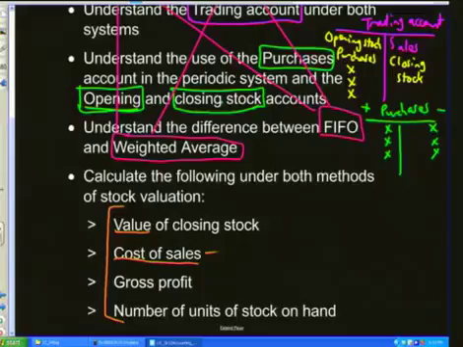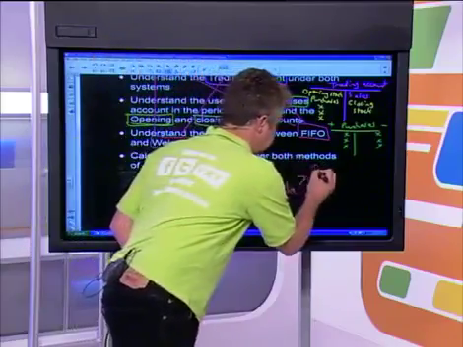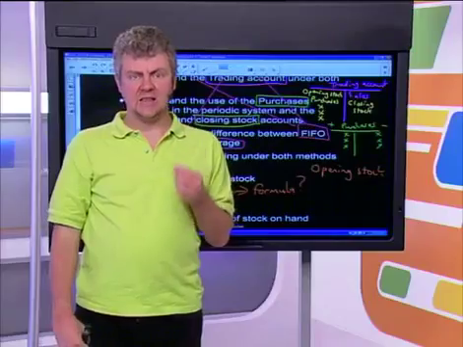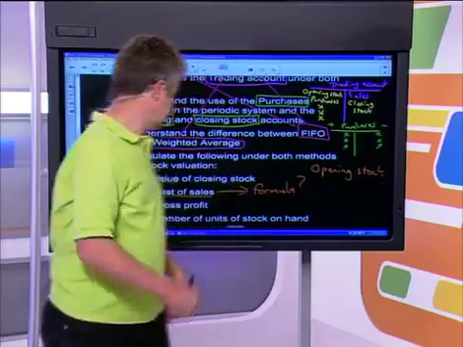Is there anybody who can maybe send us the answer on Facebook? What is the formula for cost of sales using the periodic inventory system? I'll give you one little clue. It starts with opening stock. So I'll tell you the answer to this later on. See if you can tell me what is the formula for cost of sales under the periodic inventory system.